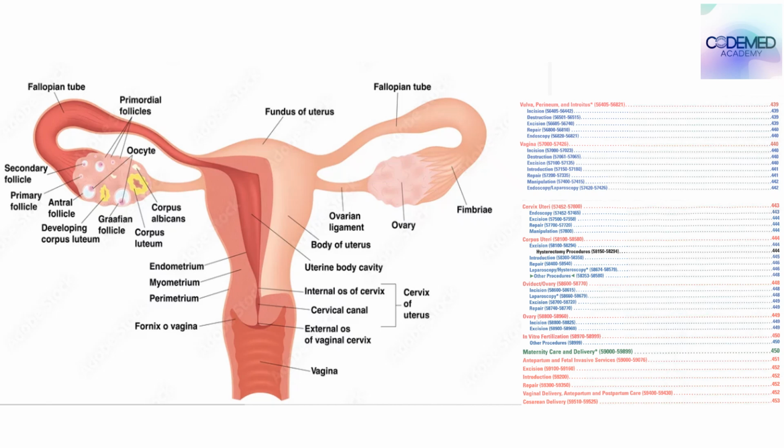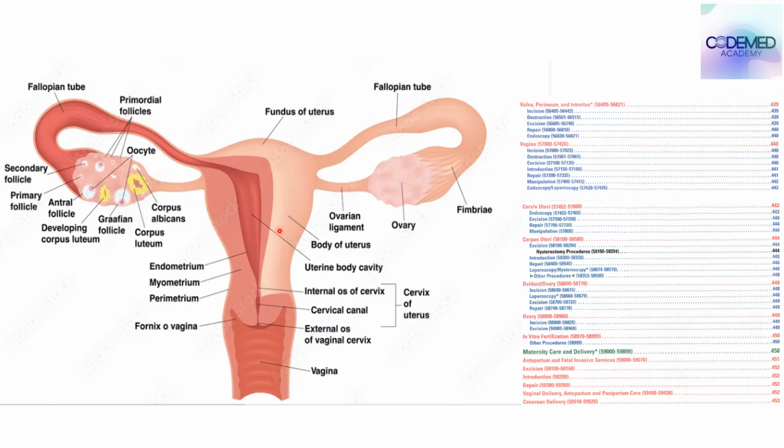Let us look at the female reproductive system. Now, when you begin the chapter, always the first thing is to go through the index. Just take some time to observe how the codes are divided, what the different code ranges are, and then the procedure. And this is an excellent diagram of the female reproductive system where all the organs are given.